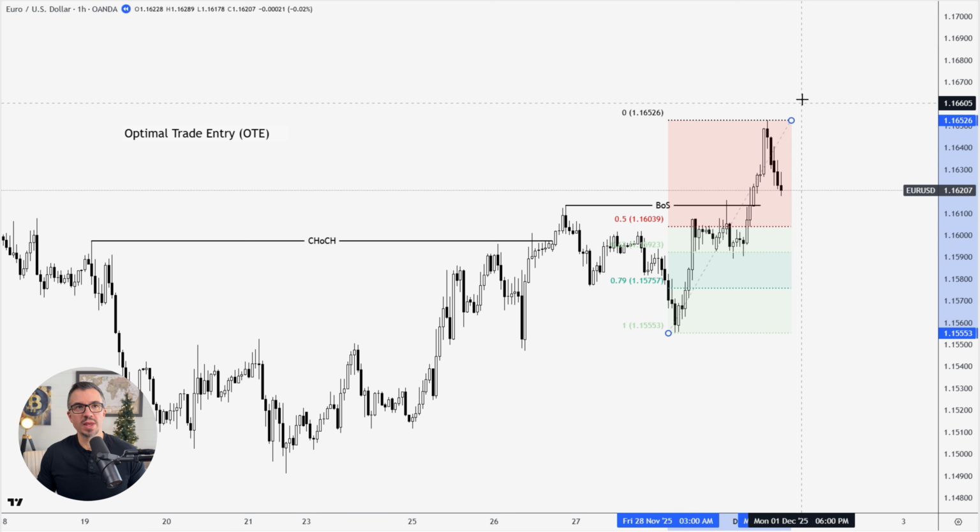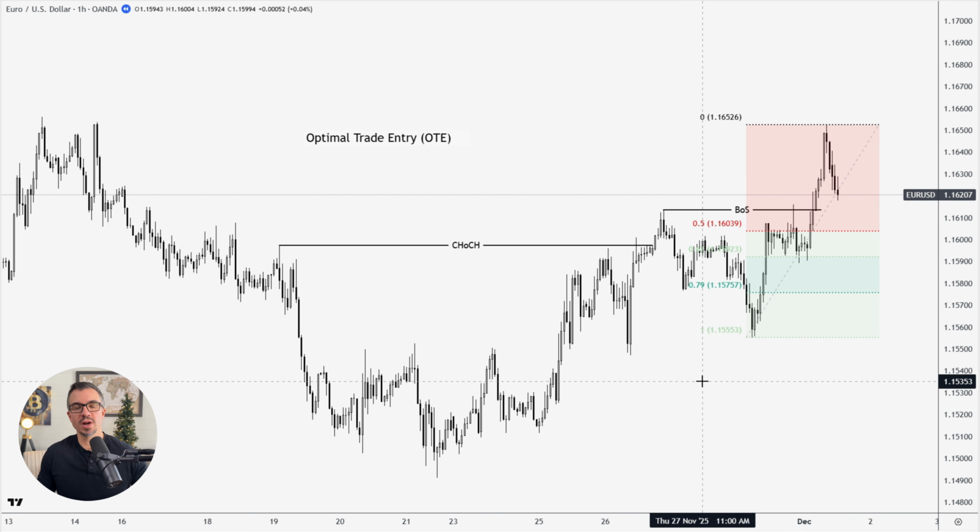But the point here is that once you see this kind of structure, we have the change of character, we have the break of structure. I know buyers are in control. I am only looking for buys on pullbacks.